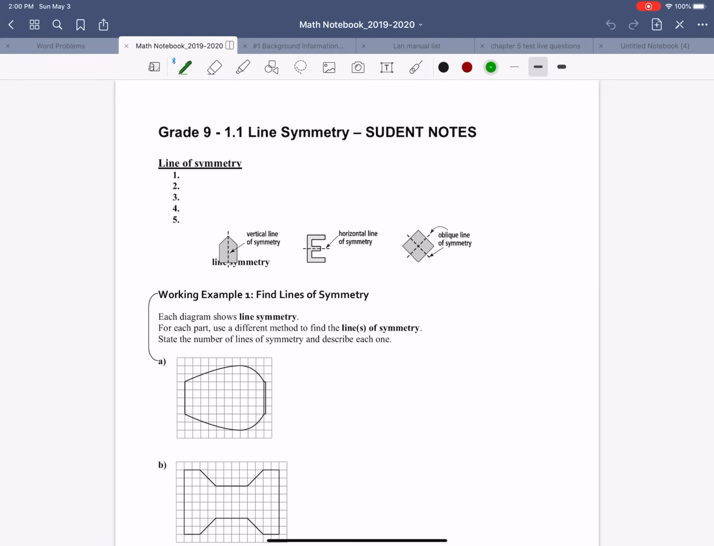Hey guys, so today we're going to talk about 1.1. It's super easy. It's the easiest thing ever. So just follow along and fill in the notes and you'll be good to go. Okay? So yeah, it's really easy for you guys.